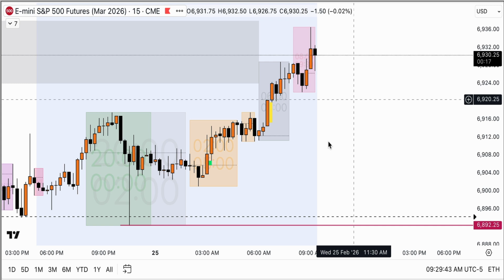We're going to wait for a retracement into a fair value gap, and then finally we're going to find an overlap between the fair value gap and the fib. And these three things will help us determine if there's a trade or no trade.